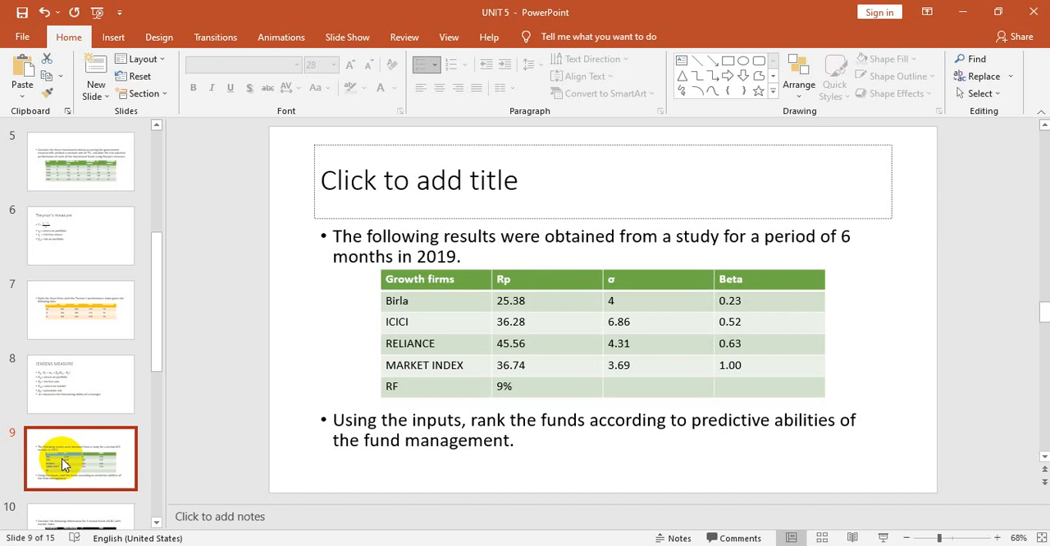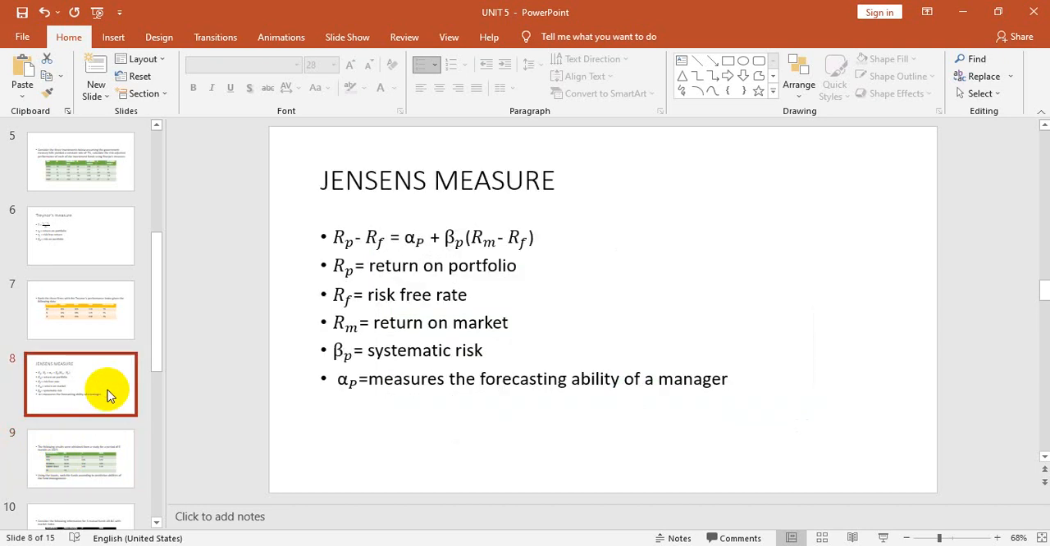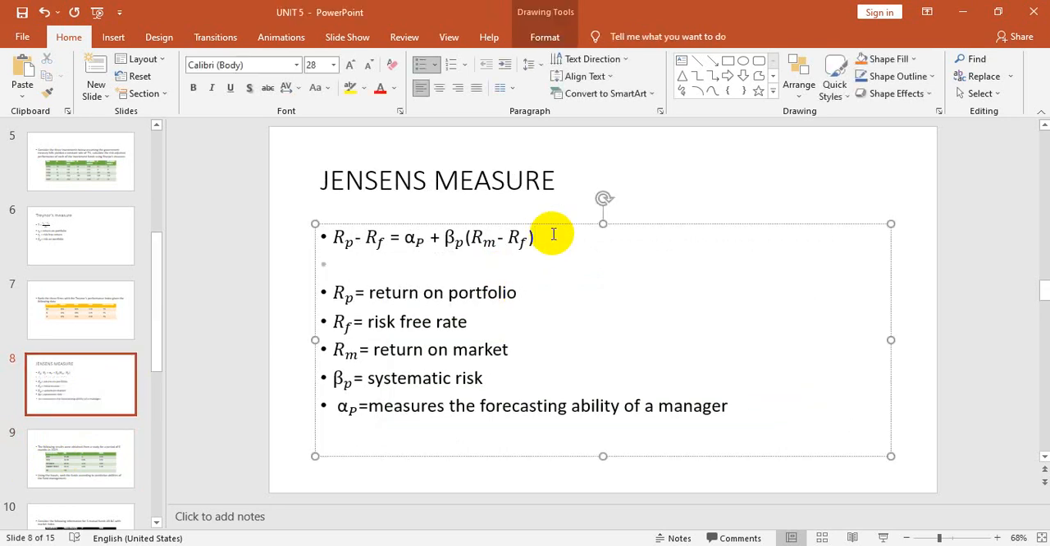You have to rank them accordingly through this Jensen method. What is the method to calculate the ranking? The ranking method formula is basically, I need to just write that down also. Rank will be done based on your alpha P divided by beta.